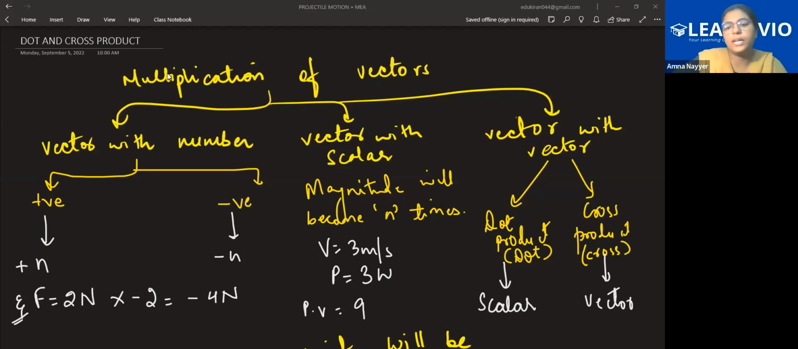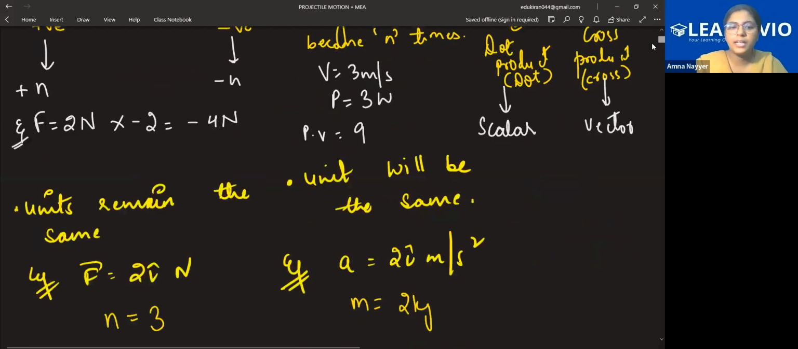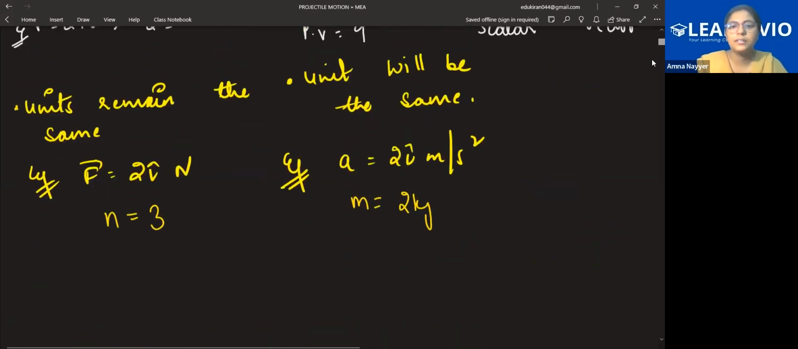So when you have to get scalar quantities, you use dot product. When you have to get the vector quantities, you use cross product. We'll tell you this. Now see, here remember one thing, that units will remain the same.